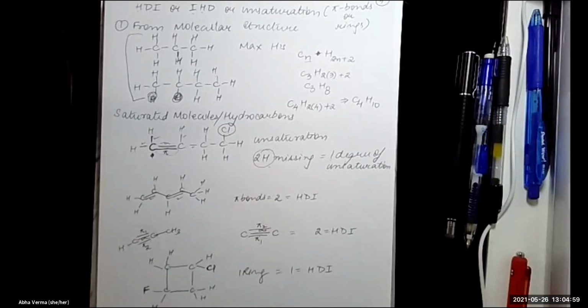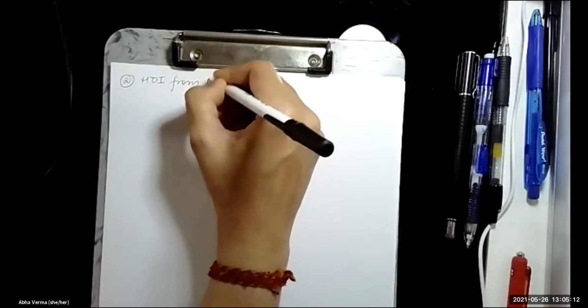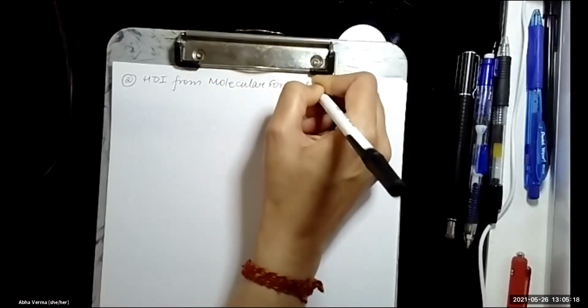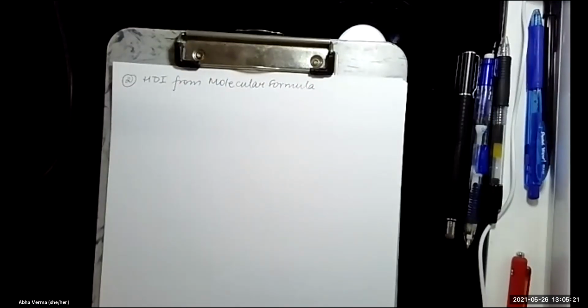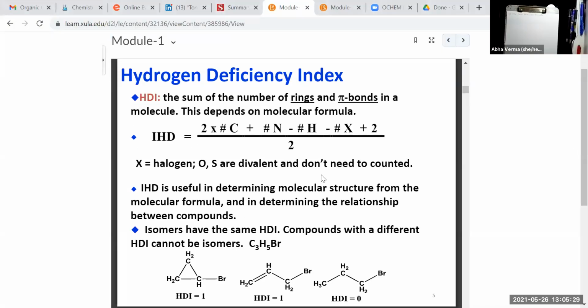The next thing about HDI is when you calculate it using a formula. So HDI from molecular formula. And this is where the formula on slide number 5 will come into help you. This is the formula that all of you must memorize.